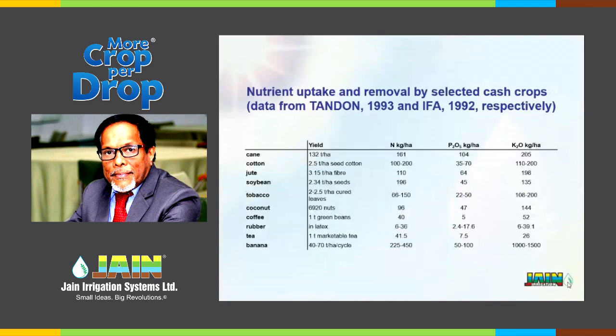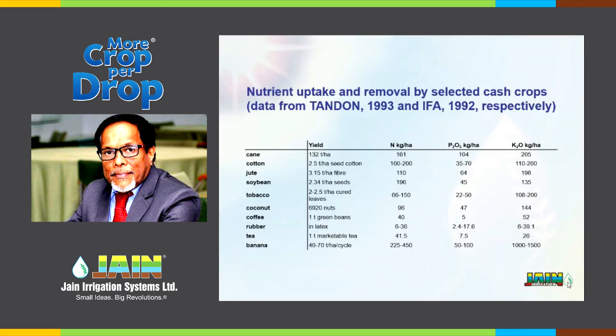It's not a criticism, it's a fact. Anybody who's doing fertigation planning faces a stumbling block, which is the lack of information on a particular crop. Some data are available, for example Tandon 1993 and the Indian Fertilizer Association.